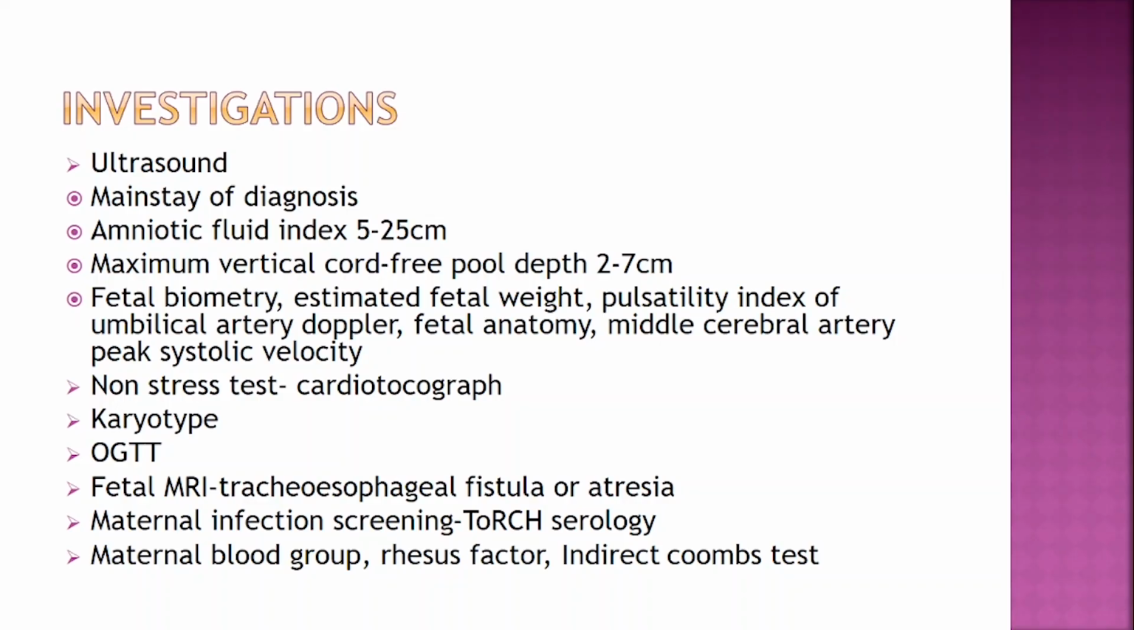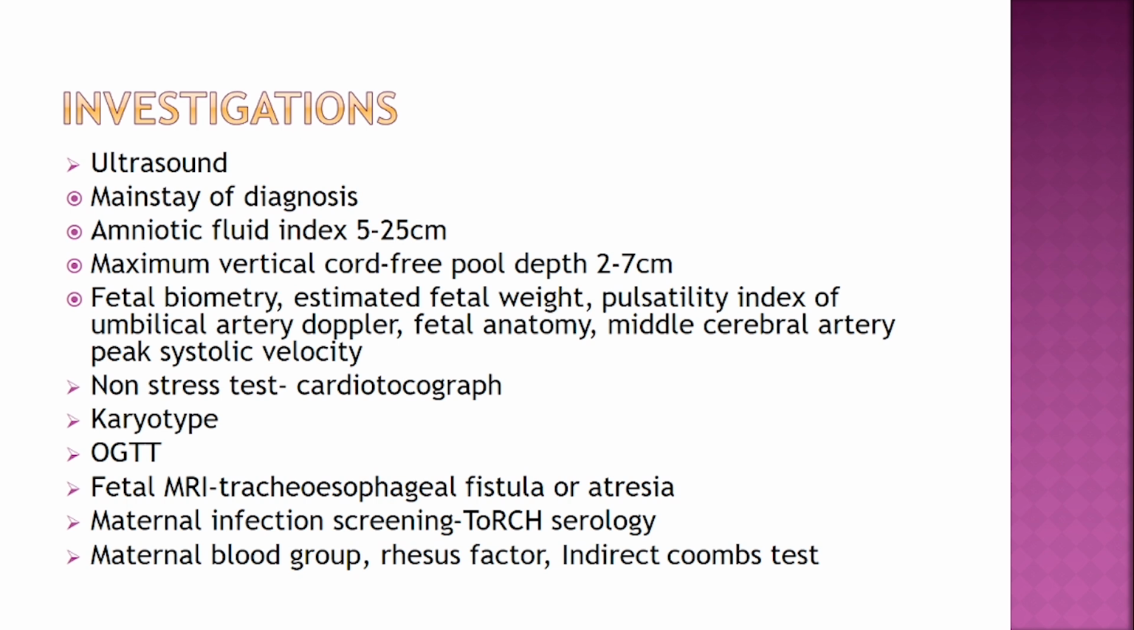Investigations. So what do you do? Once you suspect as a clinician that this is polyhydramnios or oligohydramnios, what do you do? You have to do an ultrasound. Ultrasound is the mainstay of diagnosis. You measure the amniotic fluid index on ultrasound. The normal is 5 to 25 centimeters. So when the amniotic fluid index is less than 5, you know that is oligohydramnios, and when it is more than 25 centimeters, that is polyhydramnios.